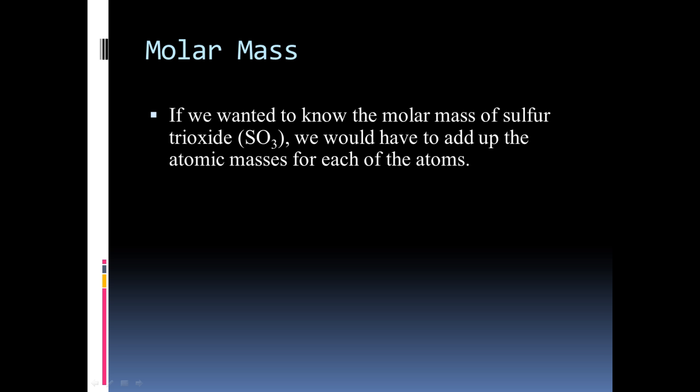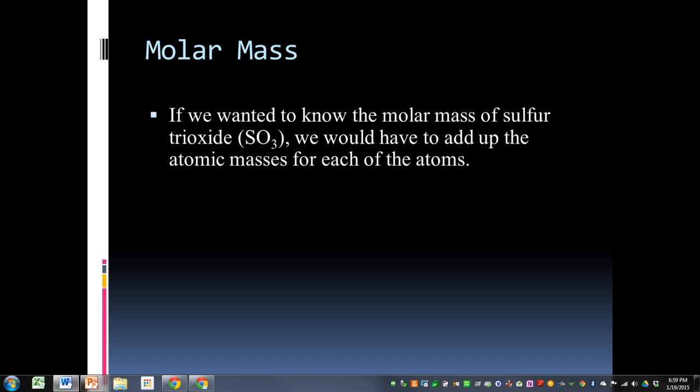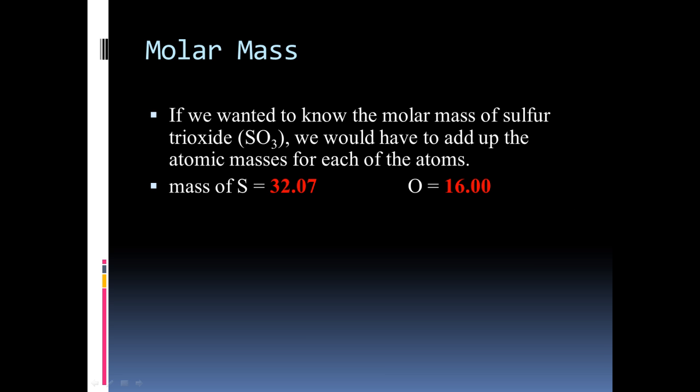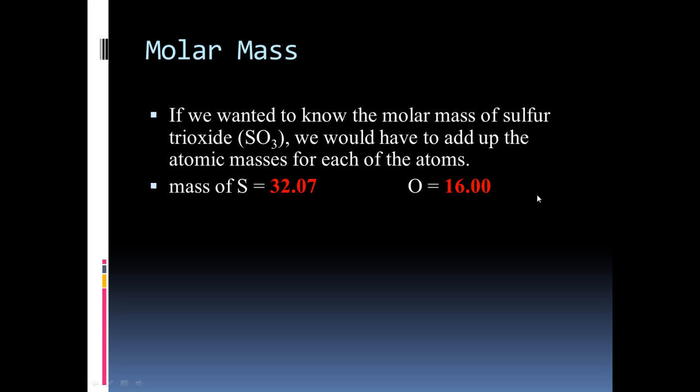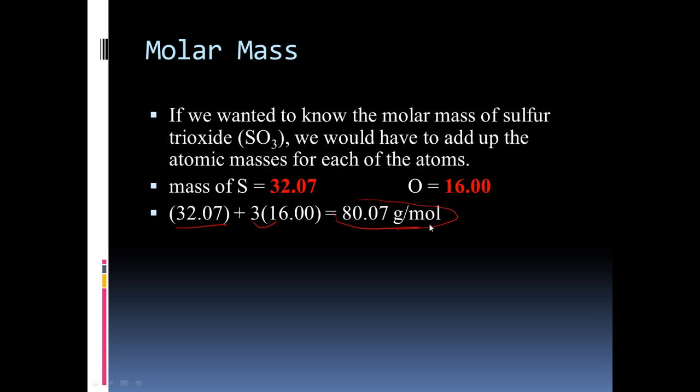So if we wanted to take a look at sulfur trioxide, which is SO3, what we would first do is get the mass of each one of the elements, which we've already done as part of this lecture. We've already gotten those parts. So the mass of sulfur is 32.07 and the mass of oxygen is 16.00. And I add them up. So I have 1 sulfur, 32.07, 3 times 16, that's 80.07. The units are g/mol, grams per mole.